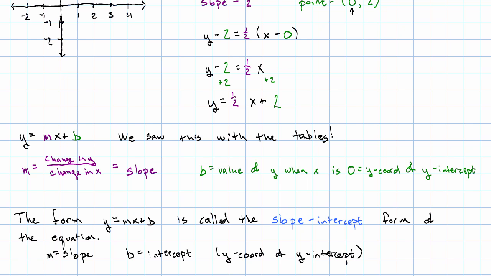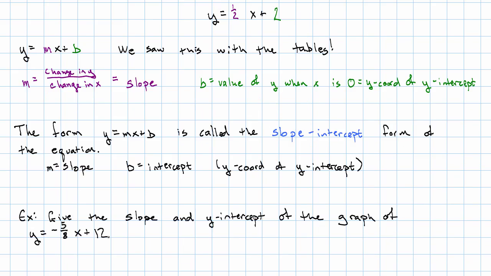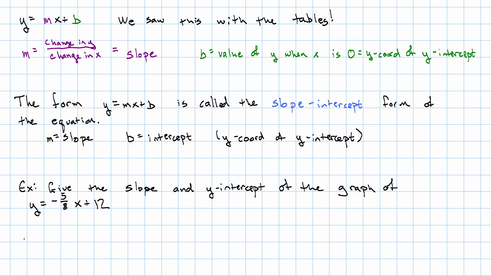And we can see that just by looking at this form of the equation. Because just by looking at the form of the equation, we can say what the slope is, and we can say what the y-intercept is. That's why we call this the slope-intercept form. So for example, say we want to give the slope and y-intercept of the graph of the equation y equals negative 5/8 x plus 12. Well, looking at this form, m is negative 5/8, b is 12. So the slope is negative 5/8, and the y-intercept is (0, 12). Where did the 0 come from? The x-coordinate of the y-intercept is always 0.